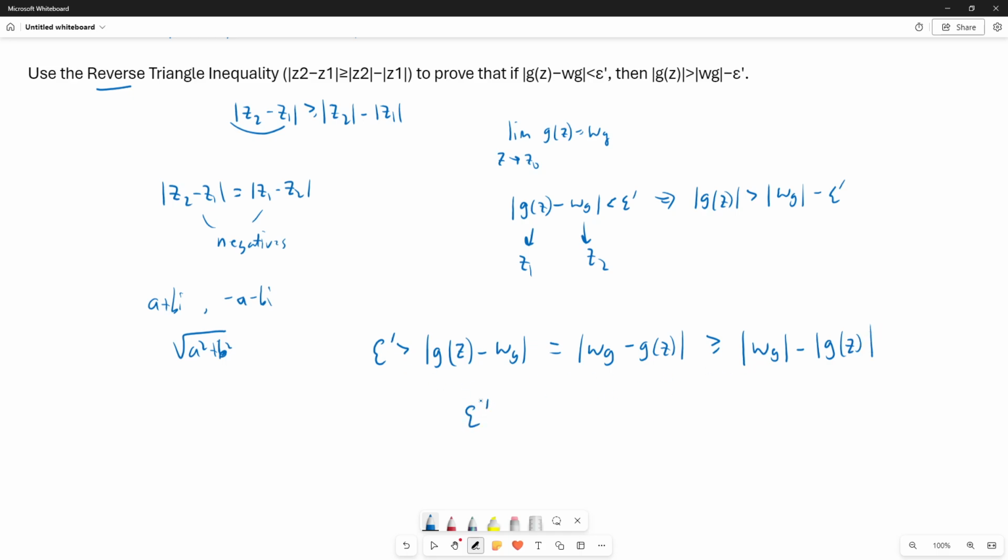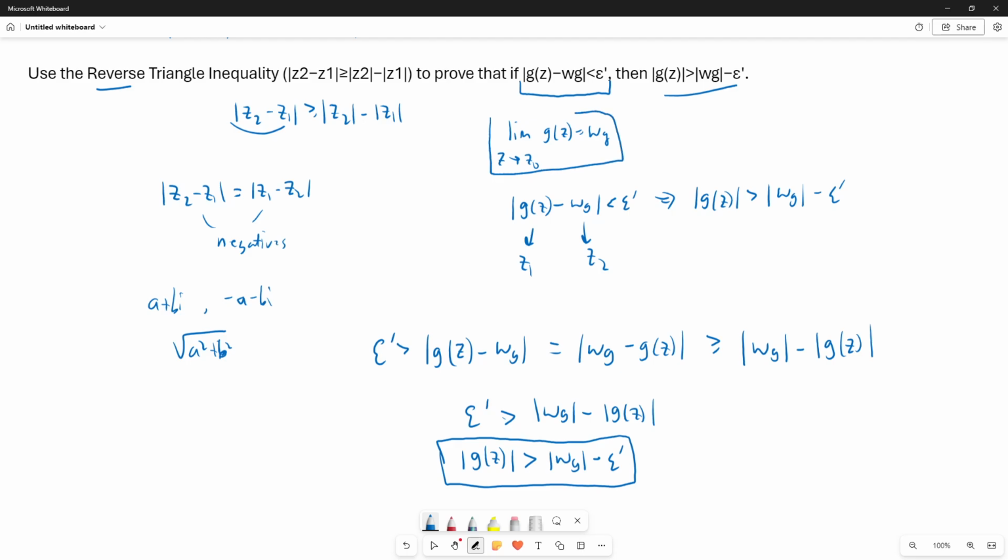Let's just rewrite this. Epsilon prime is bigger than the modulus of wg minus the modulus of g of z. And now we will write the modulus of g of z on the left and move the epsilon prime to the right, and we will get exactly this. The modulus of g of z, adding it to both sides, is bigger than the modulus of wg, and then subtract epsilon prime from both sides, and there it is. So in that proof of part D, we were assuming this because this limit was given, and then we can turn this inequality into this one using the reverse triangle inequality.